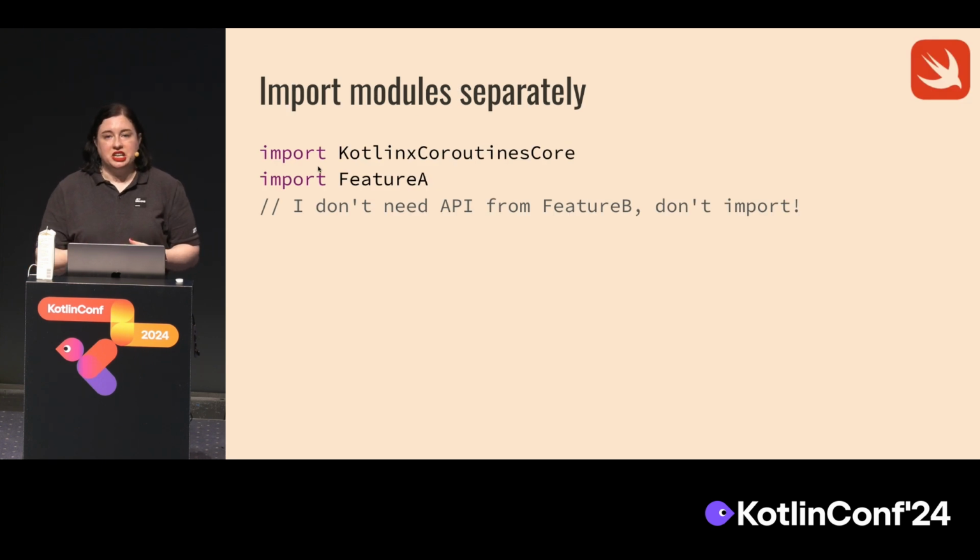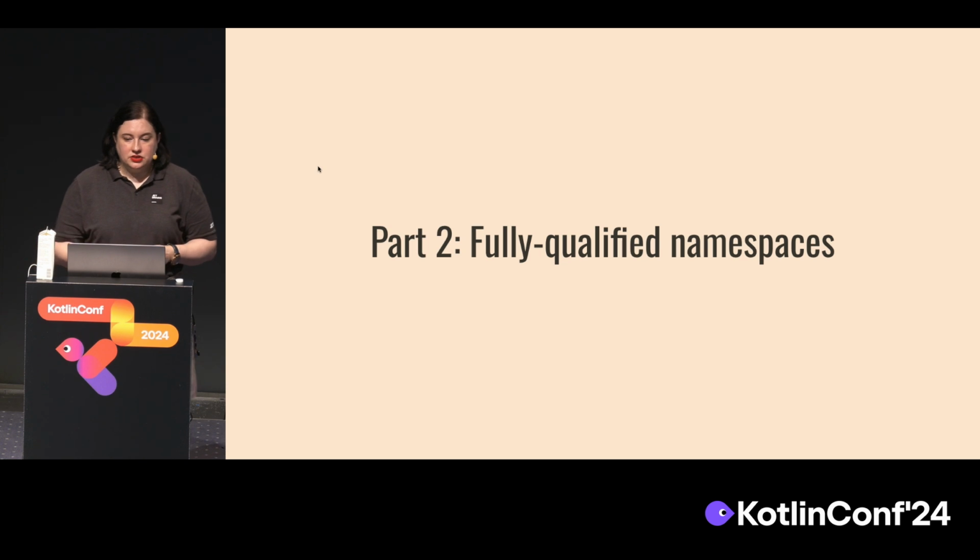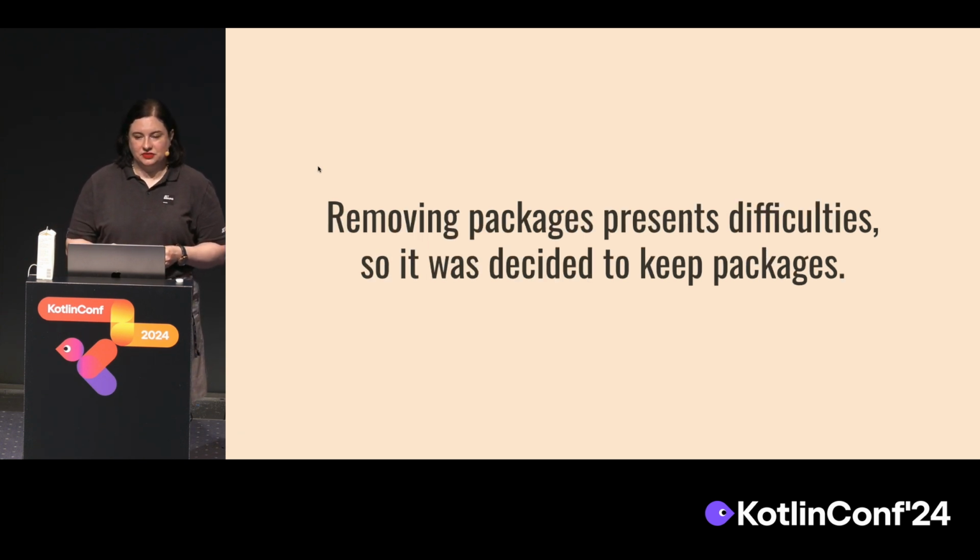From Swift, we can then import each one of them separately. If I don't need the API from feature B, I don't need to import it. The point here is that I don't have to export all my modules into only one module. So let's look at how we solve the namespaces part next.